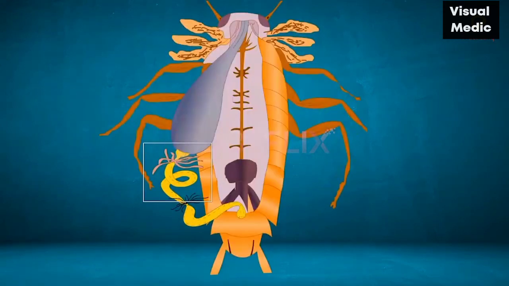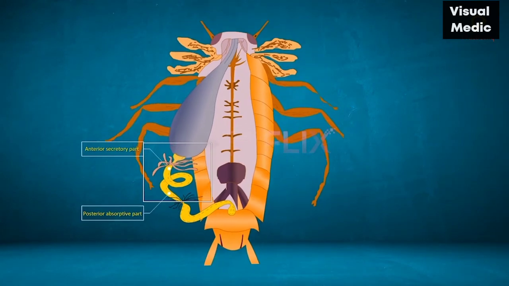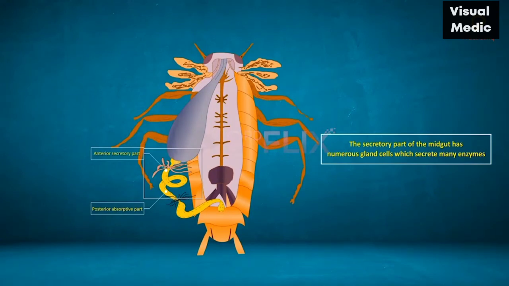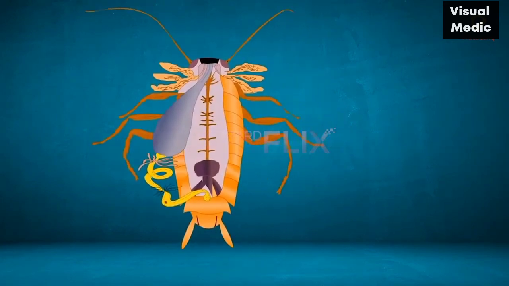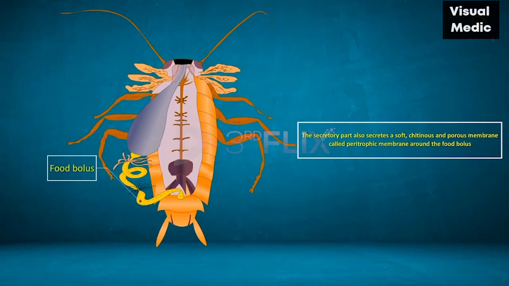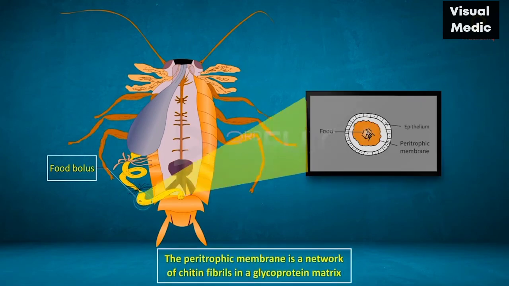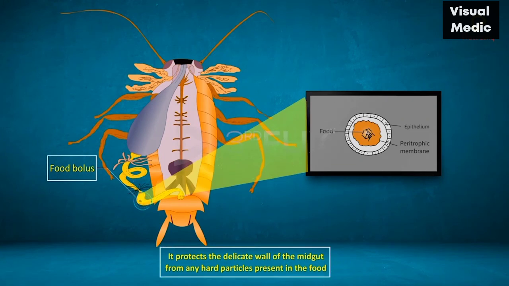The midgut is functionally divided into an anterior secretory part and a posterior absorptive part. The secretory part of the midgut has numerous gland cells which secrete many enzymes. The secretory part also secretes a soft, chitinous and porous membrane called peritrophic membrane around the food bolus. The peritrophic membrane is a network of chitin fibrils in a glycoprotein matrix. It protects the delicate wall of the midgut from any hard particles present in the food.